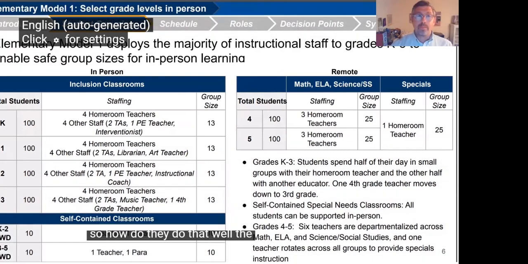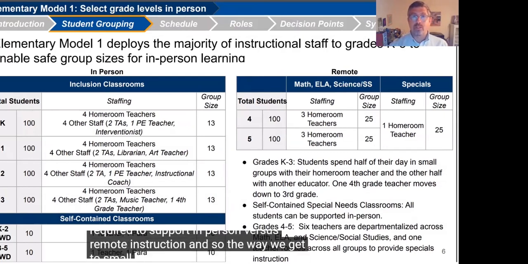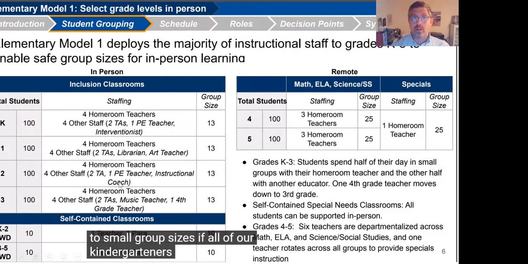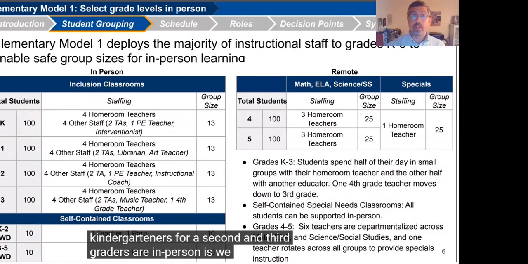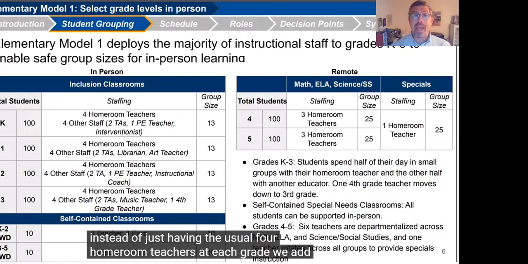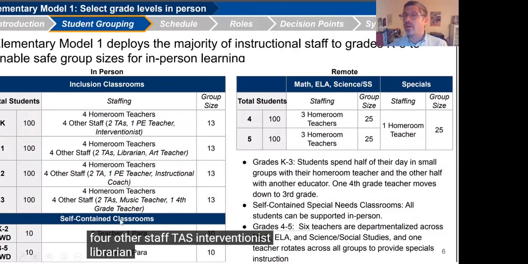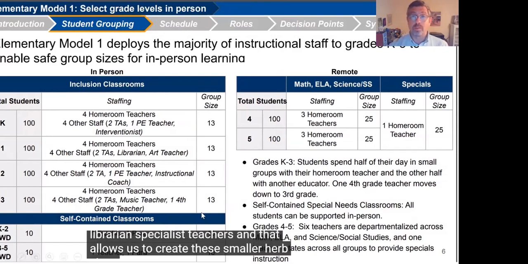Well, the first thing we think about is staffing required to support in-person versus remote instruction. And so the way we get to small group sizes, if all of our kindergartners, first, second, and third graders are in person, is we staff those grade levels really heavily. So instead of just having the usual 4 homeroom teachers at each grade, we add 4 other staff, TAs, interventionists, librarians, specialist teachers. And that allows us to create these smaller group sizes.